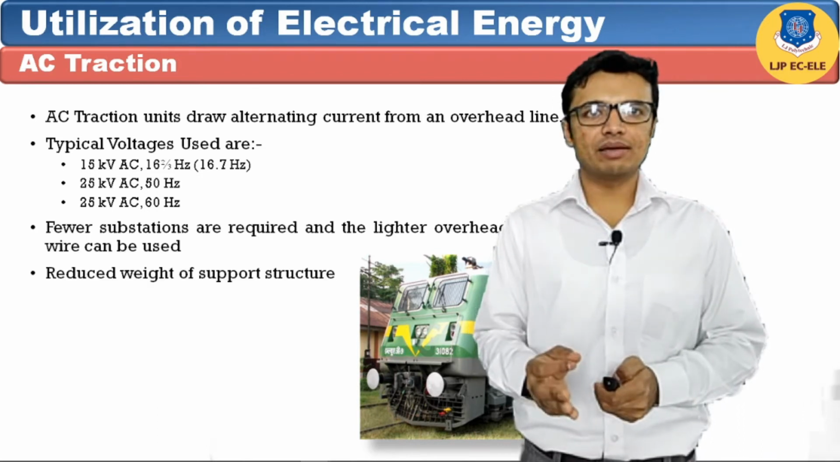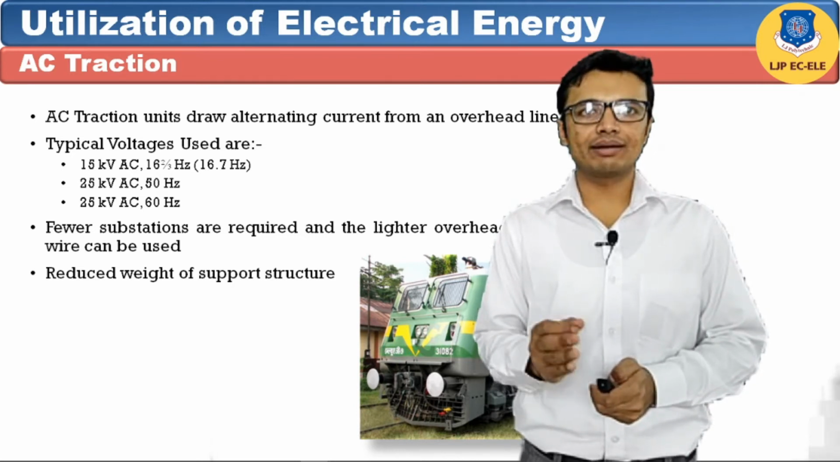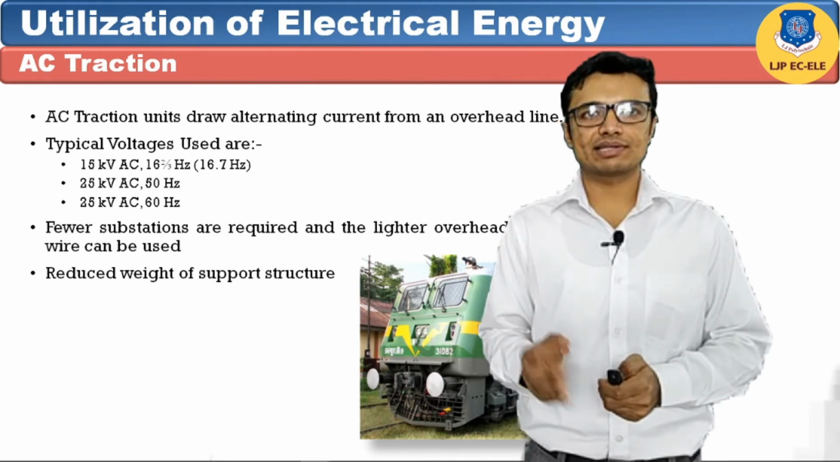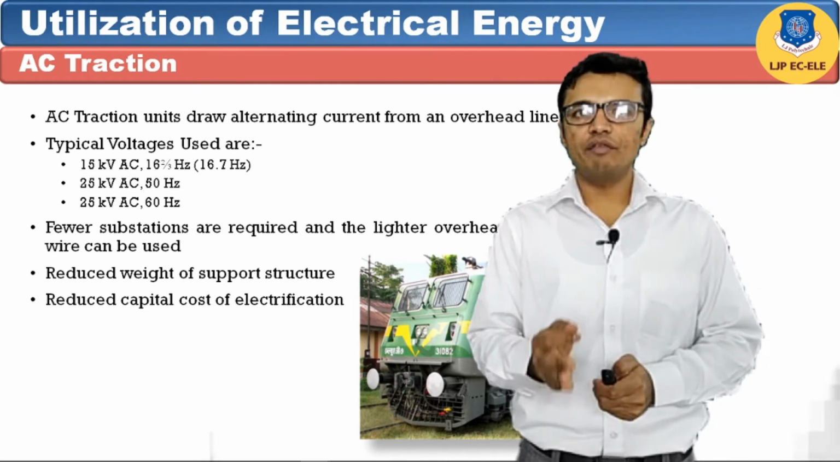In the AC traction system, very few substations are required, and we can supply a lighter overhead conductor in the overhead line. Also it will reduce the weight of the support structure, and at the same time it will reduce the cost of electrification.